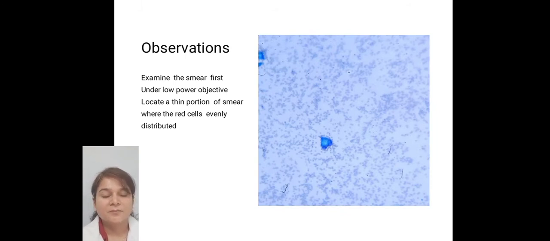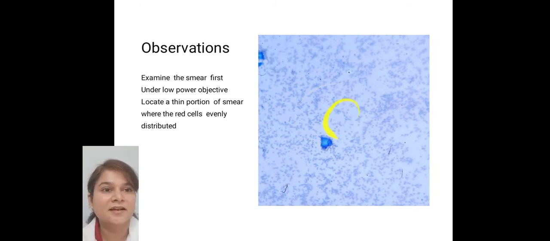After the completion of the procedure, we make the smear. Whenever we make the smear, we will first examine the smear under the low power objective to see the uniform distribution of the cells, and we can also locate the part of the smear which has a thin portion, or the proper distribution of the cells.